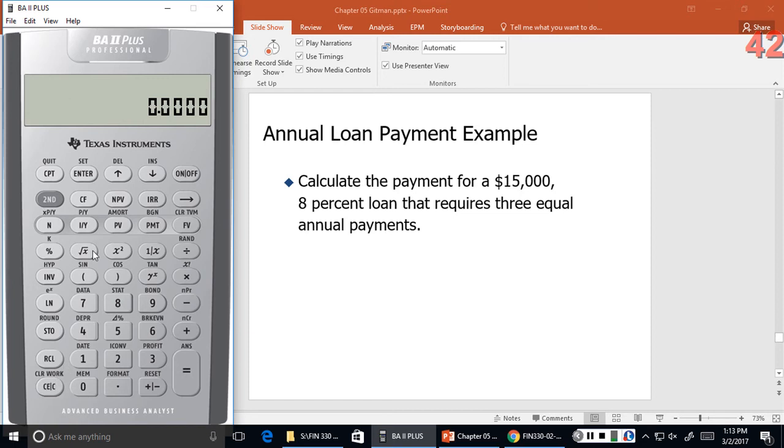Okay, so to do this, what I'm going to do is I'm going to just enter the information here. So 15,000 is my present value. 3 is my N, number of payments, and 8, the whole number 8, I/Y. Now press the compute button, top left-hand corner, and the payment key. Does it work? Yeah. Everybody else getting the right answer?